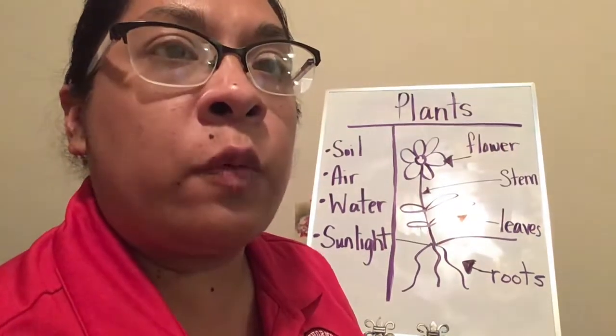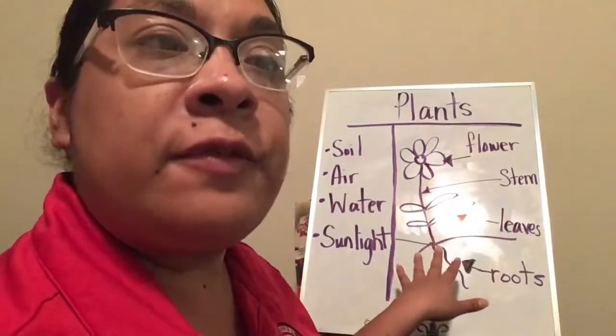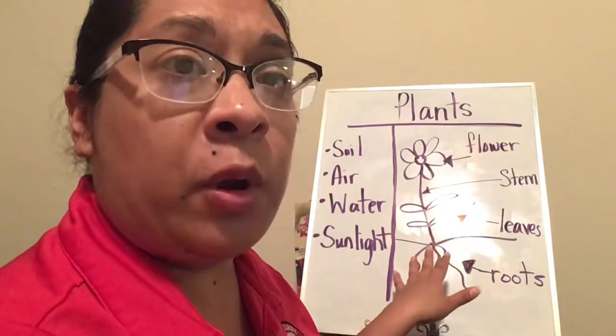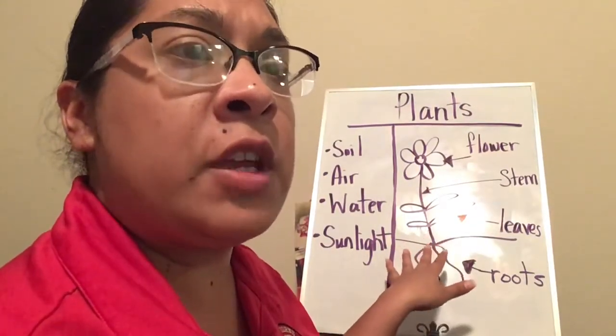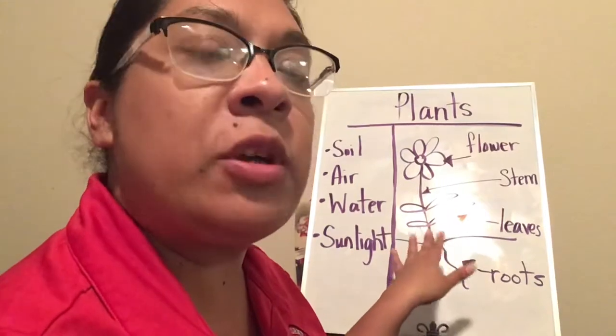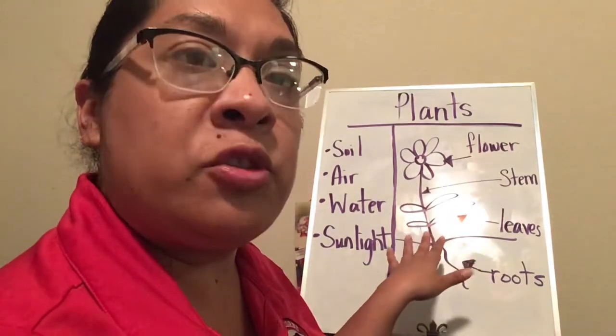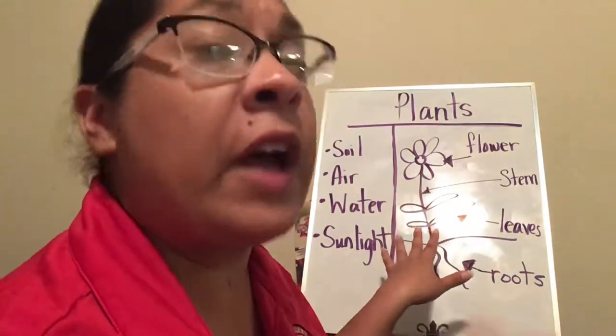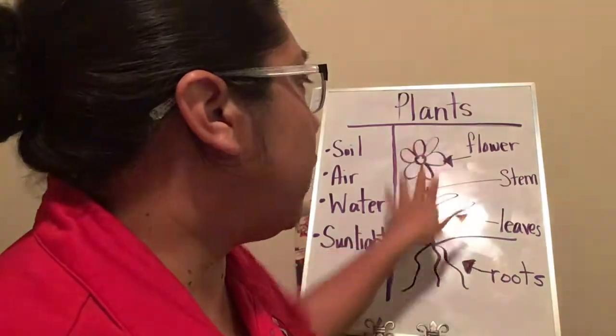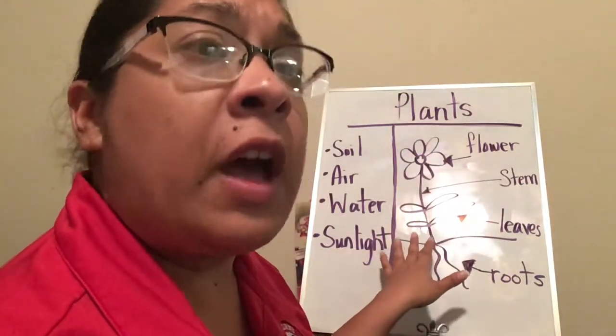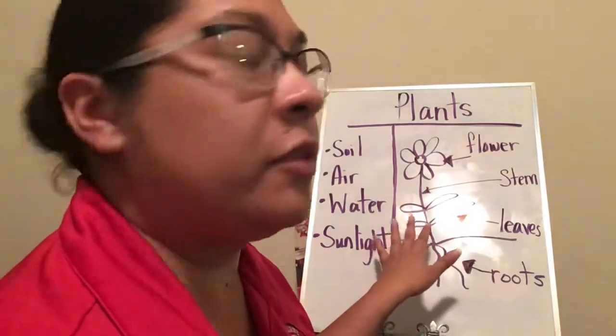Now let's go over to our board, and if you see here and if you remember, this type of text feature is called a diagram. Remember, a diagram is a picture that shows you parts of something. So we are looking at the different parts of a flower or a plant, sorry.